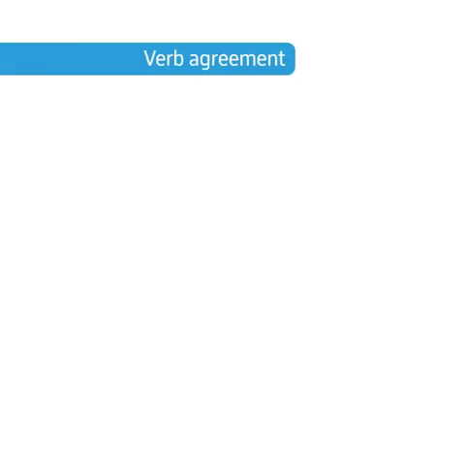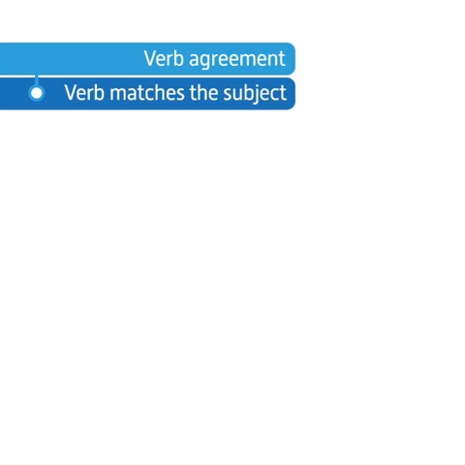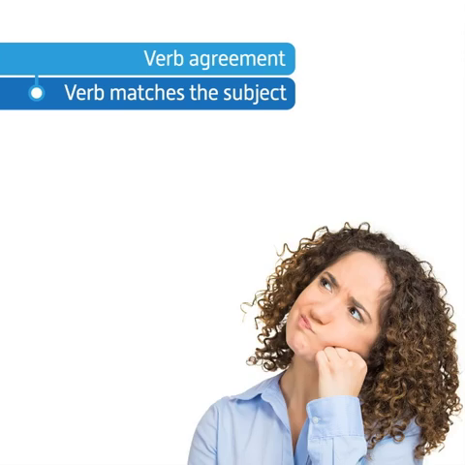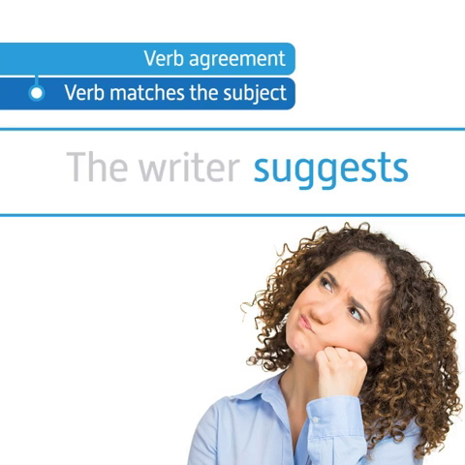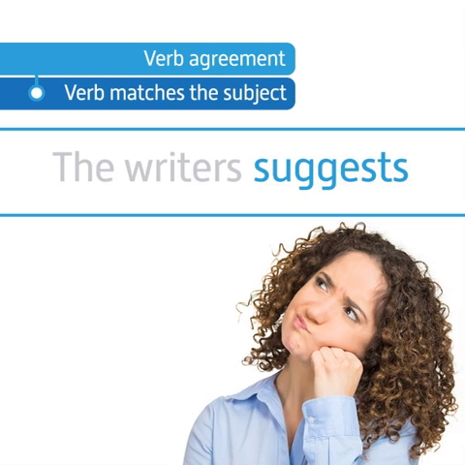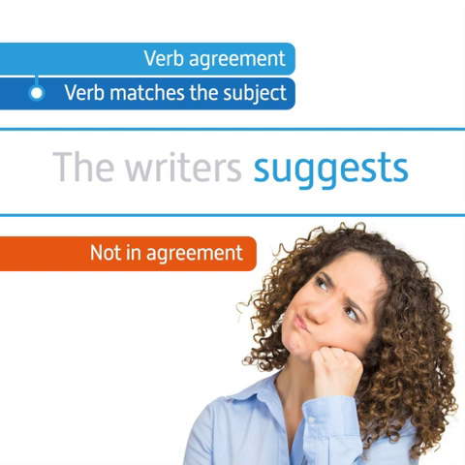Using the correct tense links on to another part of proofing, verb agreement. You have to make sure that a verb matches the subject. This sounds complicated, but it simply means that the verb you use makes sense given what has come before it. For example, you might say, the writer suggests, but you would never say, the writer's suggests. This looks and sounds a little strange. That's because the verb is not in agreement with what has come before it, the writers. In fact, the correct way to show this would be, the writers suggest.